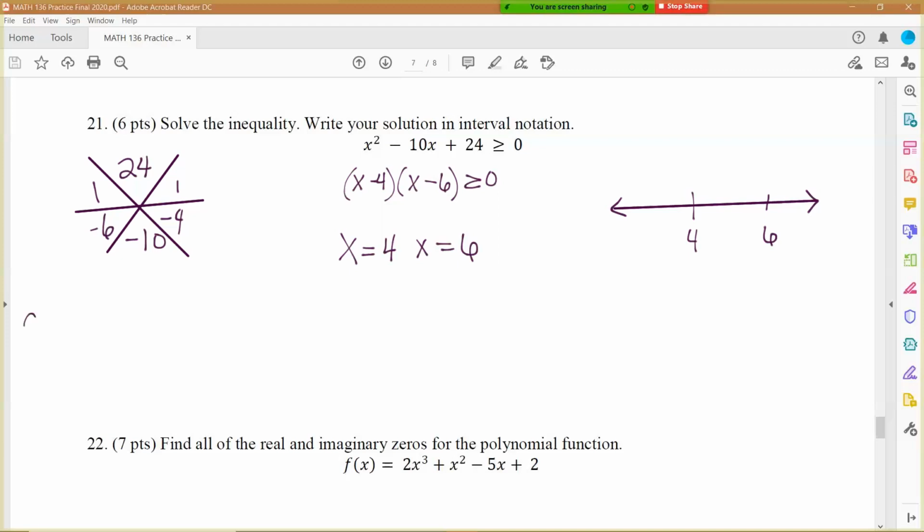So let's check 0. If we check 0, that's checking this region over here on the left. If I plug 0 back in, I would have 0 squared minus 10 times 0, plus 24 is greater than or equal to 0. I went all the way back to the original. I took out both the x's and replaced them with 0. Type that whole left side into your calculator if you want, or tell me what it equals if you know.